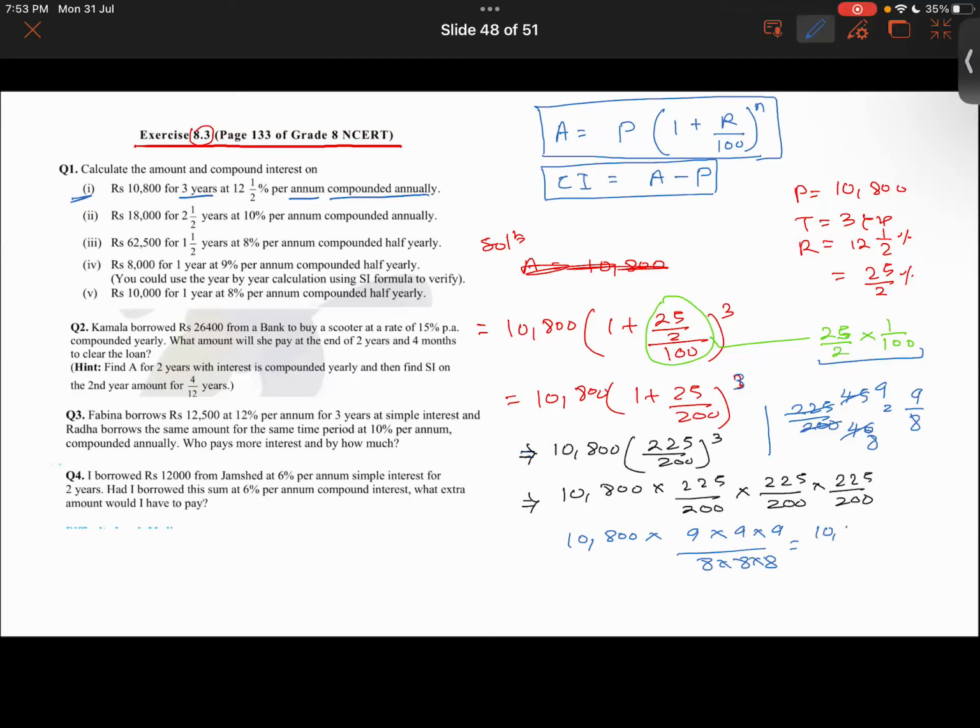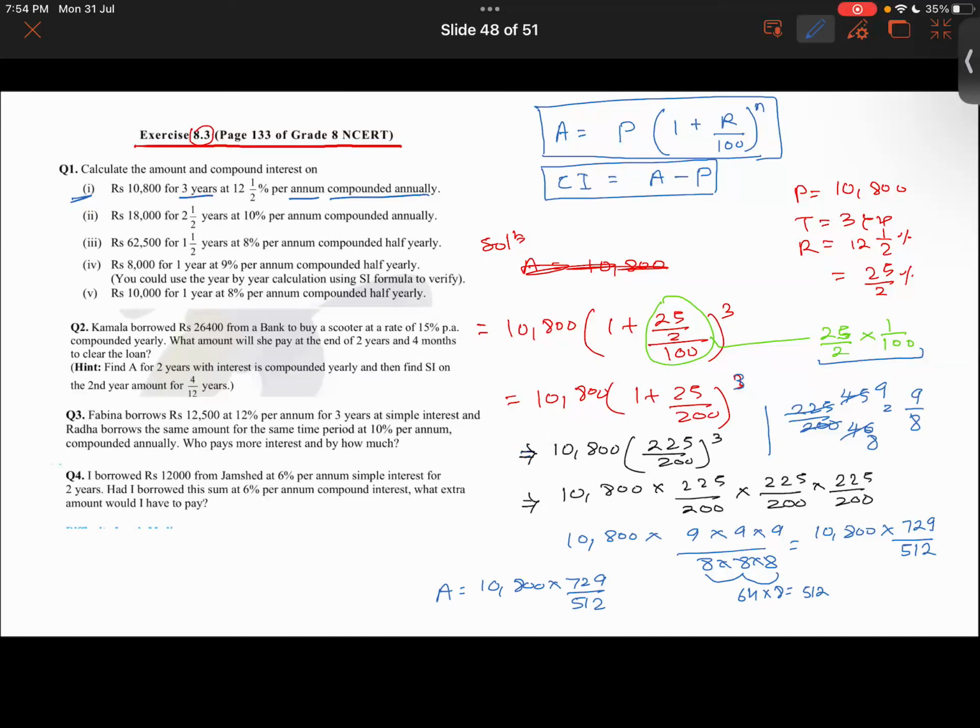Okay, Arhan. So 10,800 multiplied. What is the cube of 9? 729, isn't it? 8 multiplied 3 times, that gives you how much? 64. 8 multiplied 3 times, not 2 times, 3 times. 8 into 8, 64. 64 into 8, that is 512. We have done the chapter, no? Cubes and cube roots. So the required amount we are getting is 10,800 into 729 upon 512. Right. So whatever the value comes after simplifying it further, that is the amount.